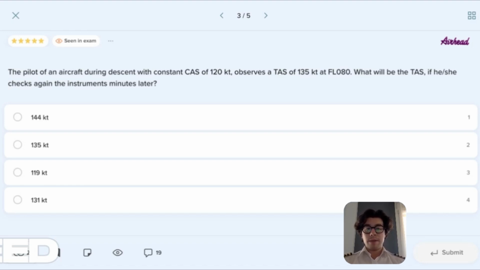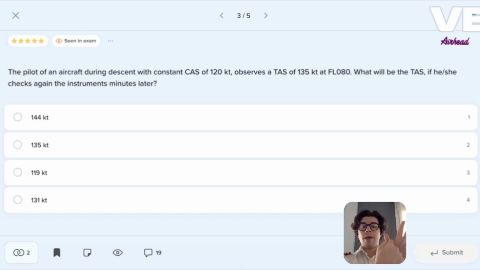What will be the true airspeed if she checks the instruments again later? This question is asking us about the very popular and well-known mnemonic, the chicken tikka masala. So what happens to the different airspeeds as you climb or descend? Of course we know that if we're climbing with constant CAS, which is the C from the mnemonic, both the true airspeed and Mach number will decrease in descent and they will increase in a climb.